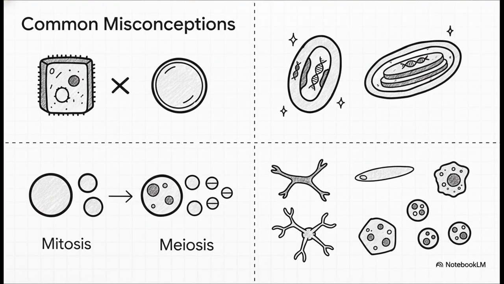All right, let's clear up a few things. First, please do not confuse the cell wall and the cell membrane. Remember, the cell wall is only in plants, it's thick and rigid. The membrane is in all cells, and it's thin and flexible. Second, a very interesting fact, mitochondria have their own DNA and ribosomes. Don't forget that. Third, be very clear about mitosis and meiosis. Know their purpose and the final outcome. And finally, remember that cells are not always round. Their shape depends on their function.